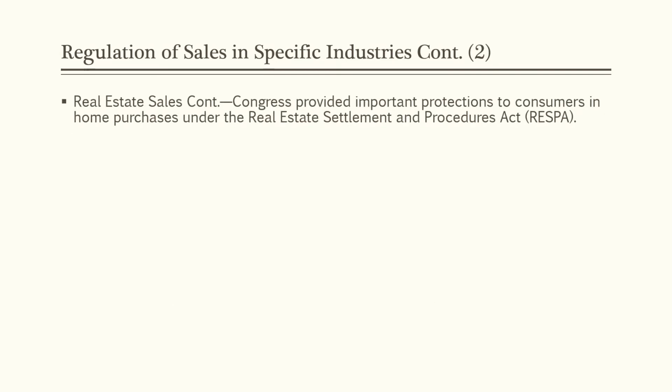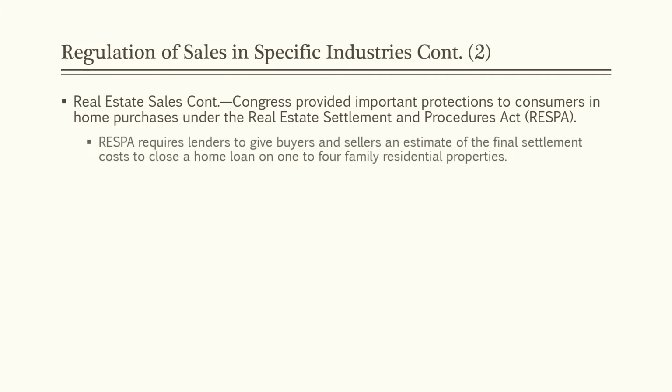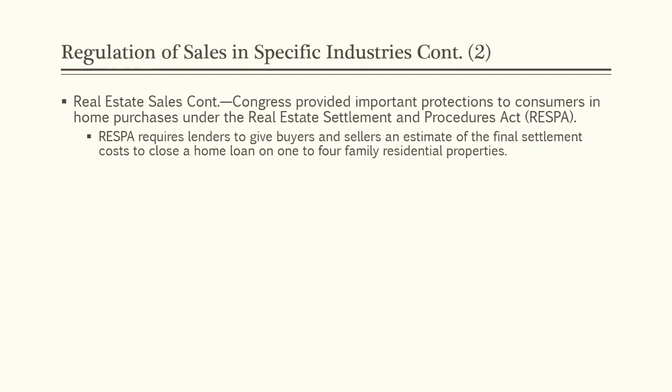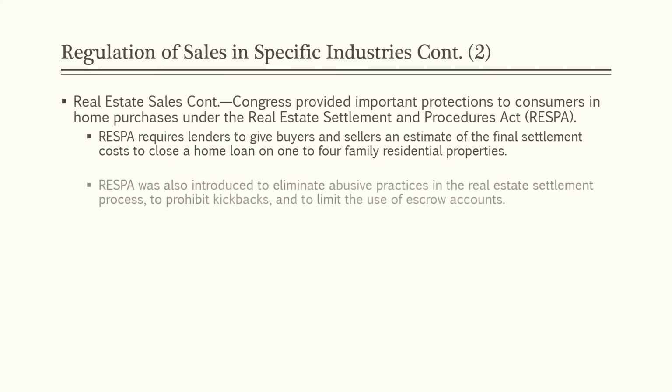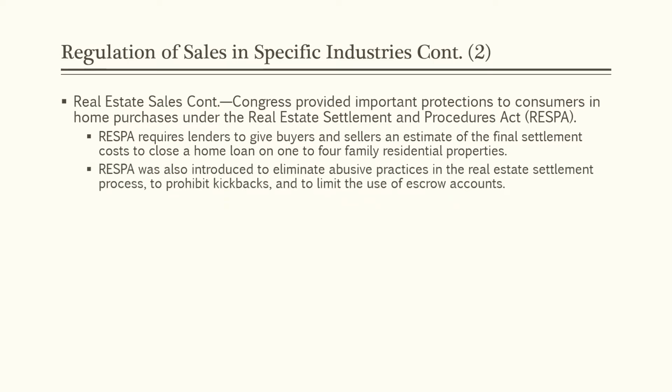Congress provided important protections to consumers in home purchases under the Real Estate Settlement and Procedures Act, RESPA. RESPA requires lenders to give buyers and sellers an estimate of the final cost to close a home loan on 1 to 4 family residential properties. RESPA was also introduced to eliminate abusive practices in the real estate settlement process, to prohibit kickbacks, and to limit the use of escrow accounts. RESPA also restricts sellers from mandating the use of a specific title insurance company.